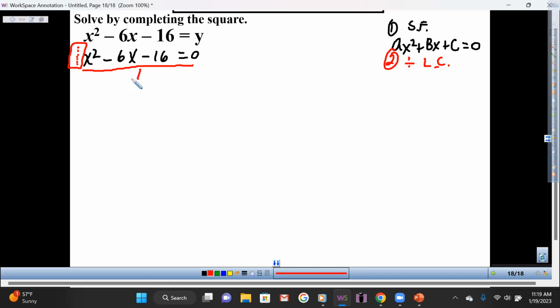So I'm going to divide that so you guys can see the step. Divide by the leading coefficient. x squared divided by 1 is x squared. Negative 6x divided by 1 is negative 6x. And negative 16 divided by 1 is negative 16. 0 divided by 1 is 0. I wrote it so you can see the step. However, if I would have a different number there, I would divide by that number. All right, once again, you're just paying attention. You'll copy right after.